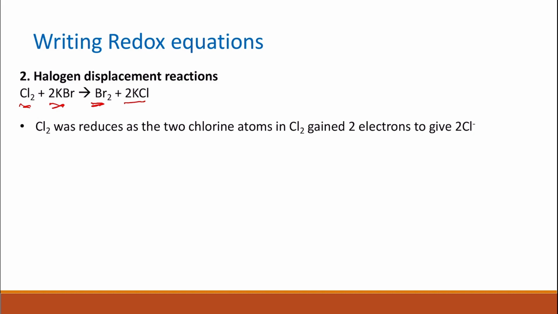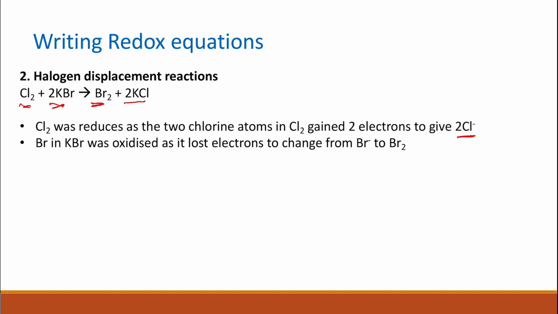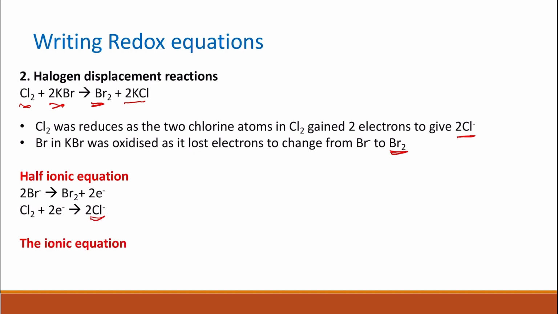In this case, chlorine has been reduced as the two chlorine atoms have gained two electrons to give you the chloride ions, while the bromide in the potassium bromide has been oxidized because it lost two electrons to give you bromine. The half ionic equation: bromide gives you bromine and two electrons, and the chlorine with two electrons will give you the two chloride ions. Adding these two together will give you the ionic equation: chlorine plus two bromide gives you two chloride ions plus bromine. The potassium here is the spectator ion and it's not added in the ionic equation.